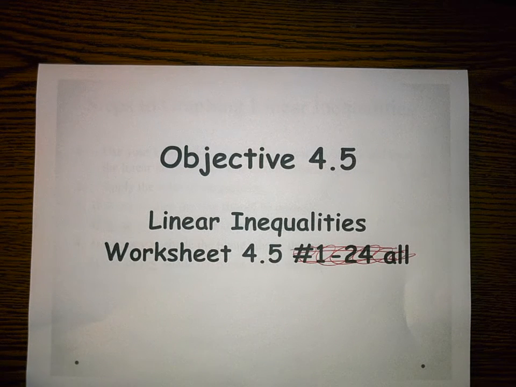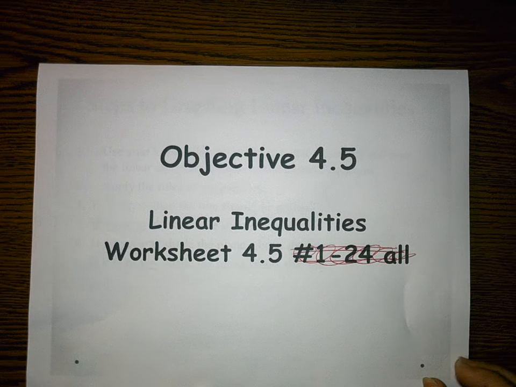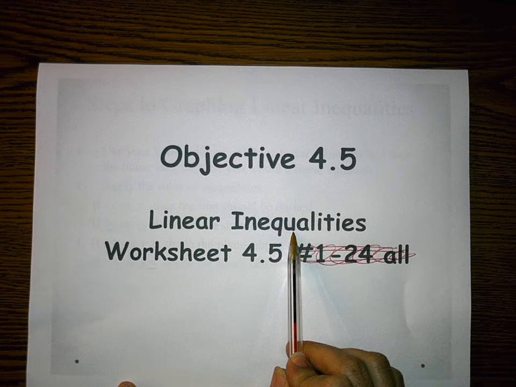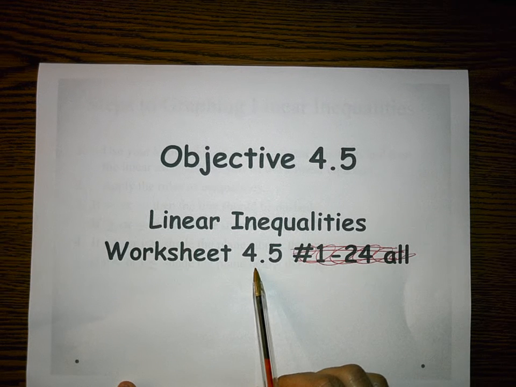Alright class, here's a video. Here's the objective 4.5. We're in unit 4 already. There's just one more. This is the last unit before the final. And this is objective 5. It's about linear inequalities.